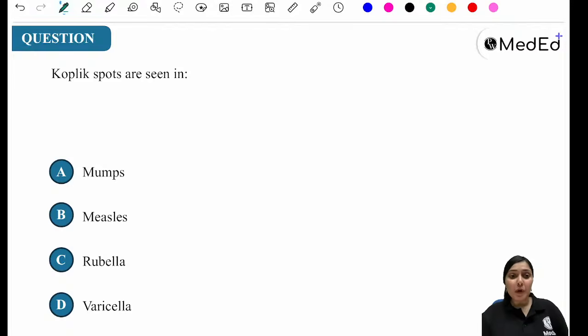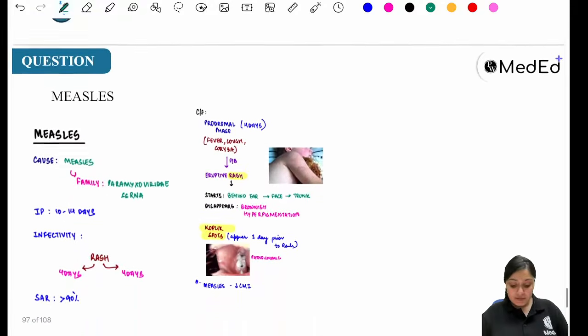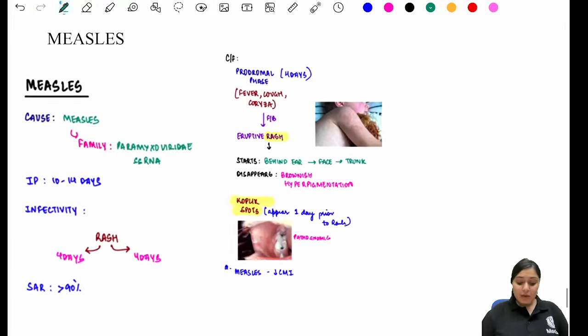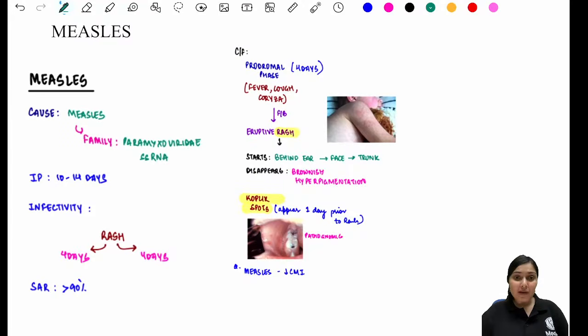Where do you see Koplik spots? Mumps, measles, rubella, varicella. Very straight away question. You read it in PSM, you read it in microbiology, you are reading it in pediatrics. This is nothing but measles, Koplik spots in measles. So what happens in measles? The cause of this measles infection is measles virus, which belongs to the family of Paramyxoviridae, single-stranded RNA virus. The incubation period is 10 to 14 days, and the infectivity is 4 days prior to the appearance of rash and 4 days after the appearance of rash. And the secondary attack rate is more than 90% over here.